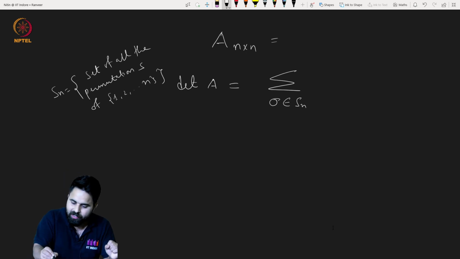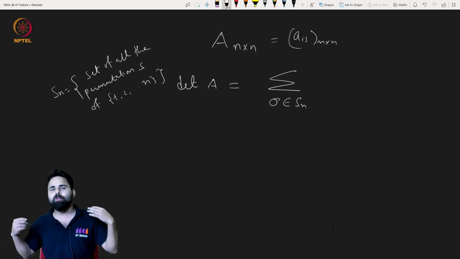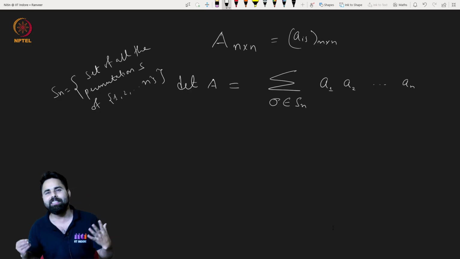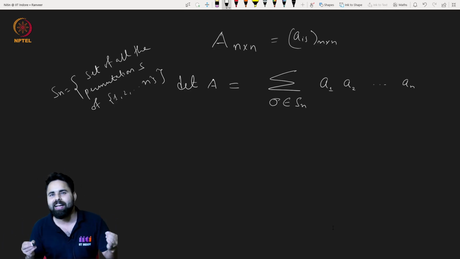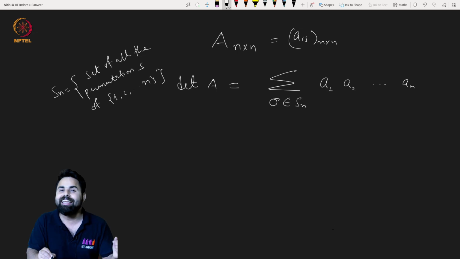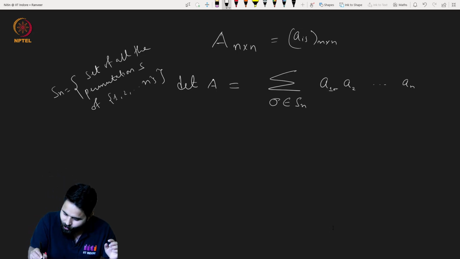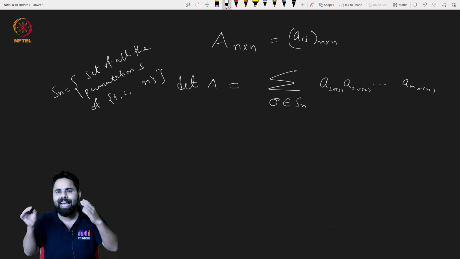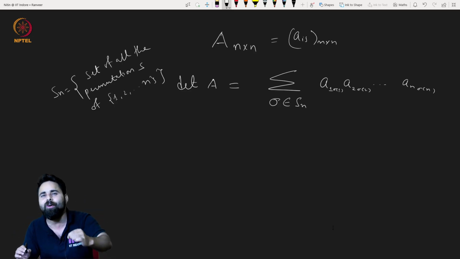First of all, suppose this matrix has general element a_ij, and it is n cross n. We choose one entry from each row: 1, 2, and so on up to n. Here 1, 2 depict the rows. Then the columns are selected by the elements in your permutation: this is sigma 1, this is sigma 2, then up to sigma n. So we take the product of these n entries. Basically, we take all possible combinations of n entries such that no two entries share a row or a column.